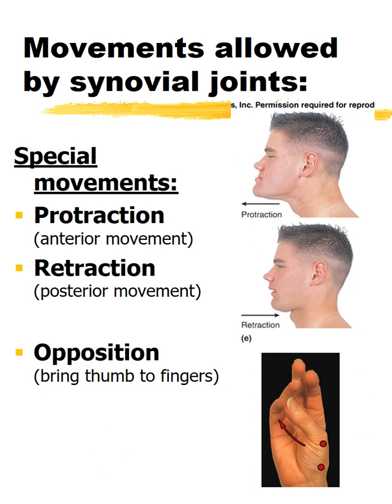Protraction is the anterior movement of a body part from the anatomical position. An example of this would be moving your jaw anteriorly at the temporomandibular joint. Retraction, then, is the posterior movement of a body part back to the anatomical position. So with your temporomandibular joint, moving your jaw back to its original position would be retraction. Opposition is specific to the carpometacarpal joint, where the thumb moves towards the palmar tips of the fingers and it crosses the palm of the hand.